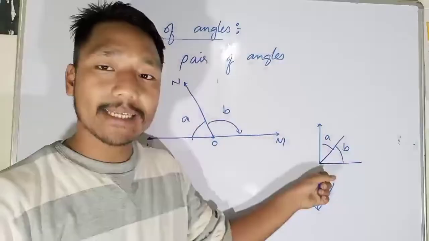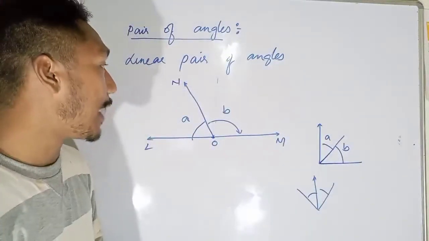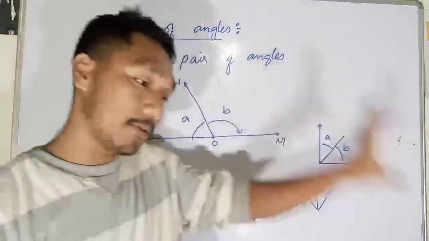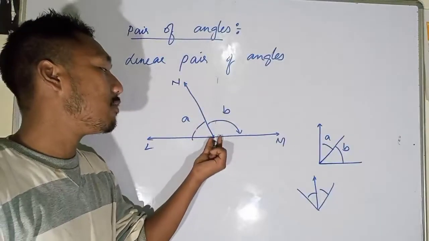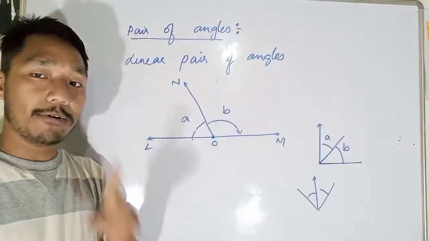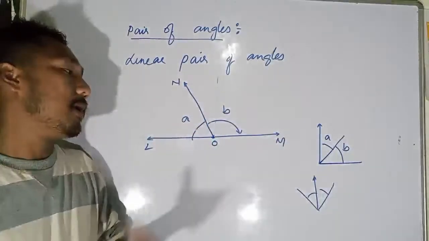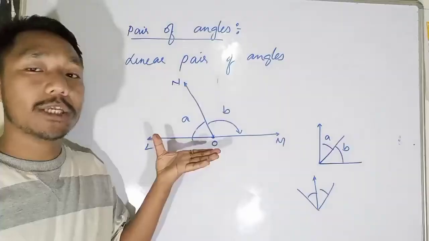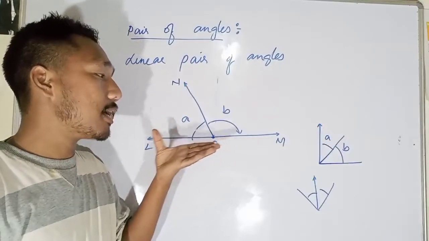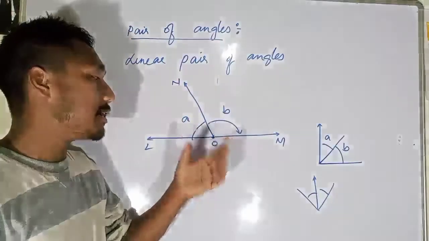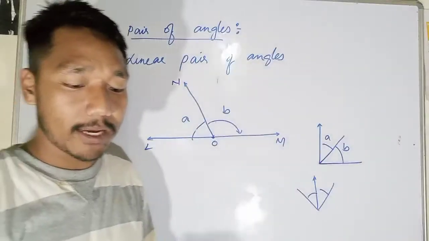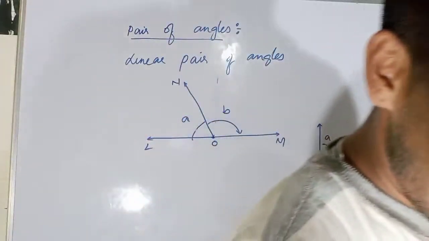So not all adjacent angles are linear angles, but all linear angles can be considered adjacent angles. Why? Because they have the same vertex and their rays are common. One arm is common for both of them. The difference is that linear angles have a straight line, and on that straight line they are forming the angles.